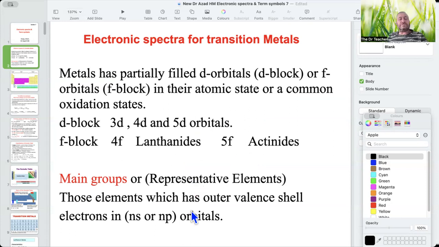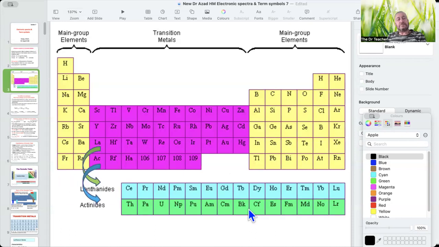So main group or representative elements have outer shell electrons in the s and p orbitals. I will pass quickly over these slides because they are just an introduction and we presented them before. As you see here, the main group metals, here are the non-metals, here are the transition metals, and here we have the lanthanides and actinides.